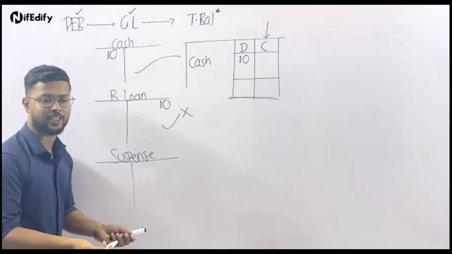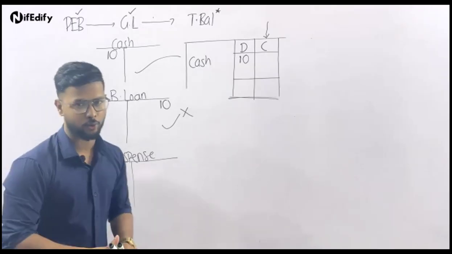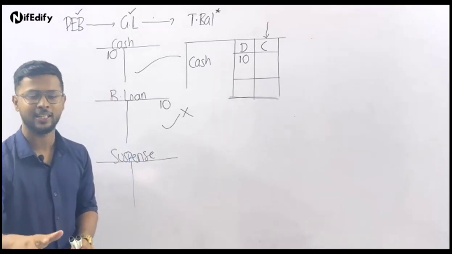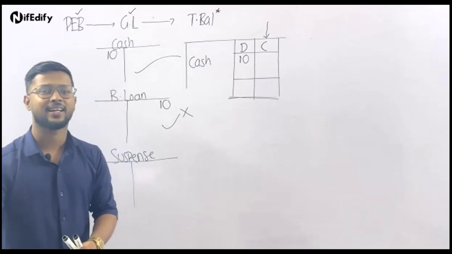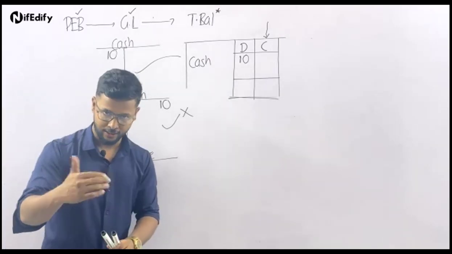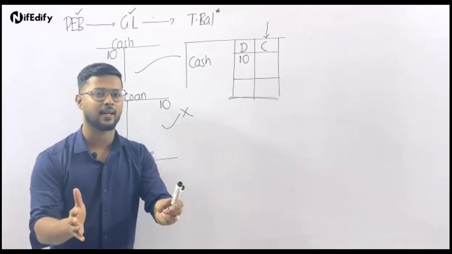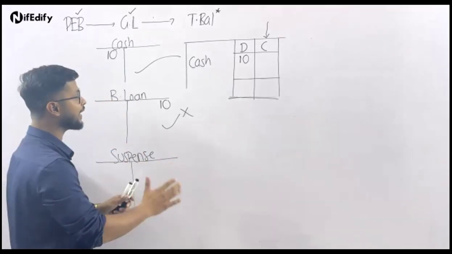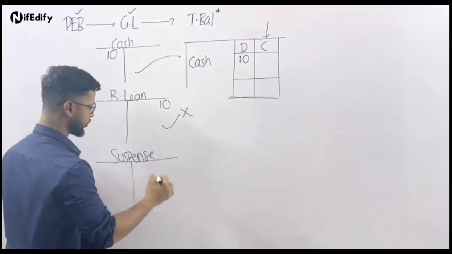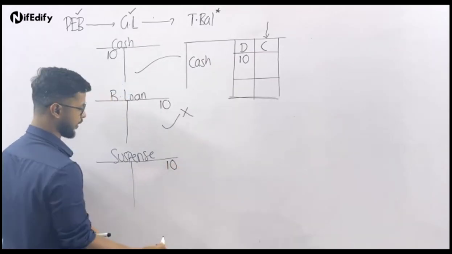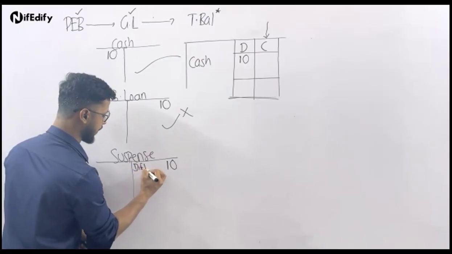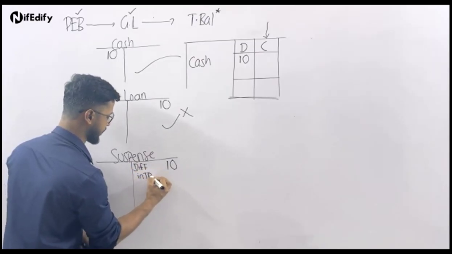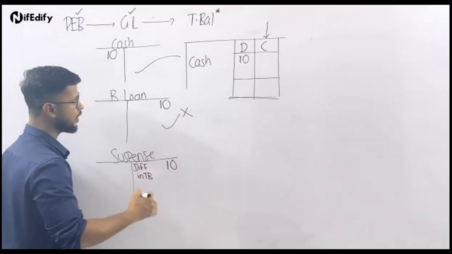In which side is the suspense going to get created? I already told you, this is not something new to us. We already know this. Suspense is created in whichever side the TB is falling short. In my case, it's the credit side. So 10,000 will be created on the credit side of the suspense, and we would say difference in trial balance.